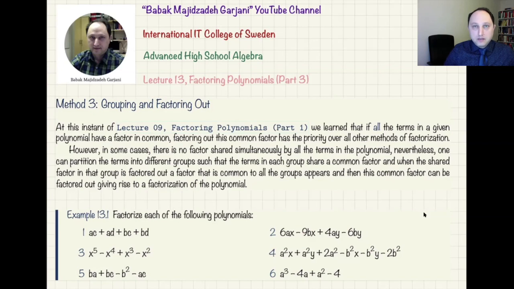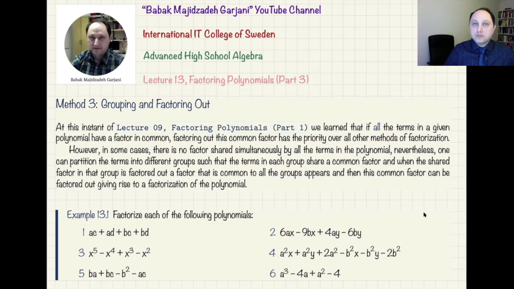And then the second method we learned is how to use famous algebraic identities to factorize polynomials. Yes, and now I want to talk about the third method today. I have called it grouping and factoring out. So still I want to factor out, but sometimes it is not possible to factor a term out from all the terms in the given polynomial. The reason is that we don't have that common factor common to all the terms.